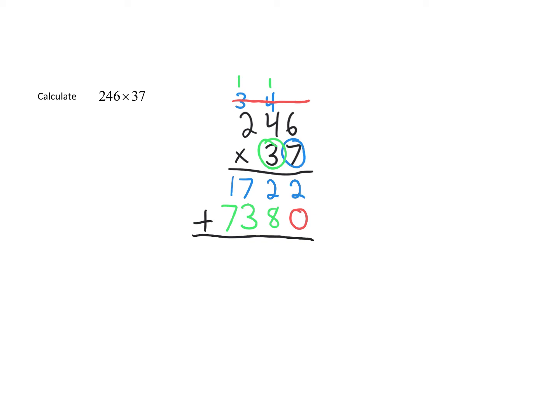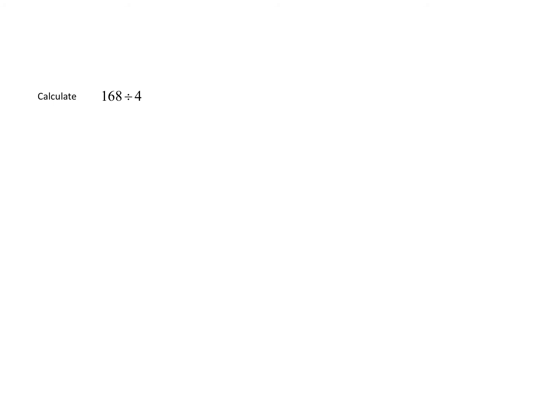So 2 plus 0 is 2. 2 plus 8 is 10. Carry the 1. 1 plus 7 plus 3 is 11. Carry the 1. And then we have 9. Now let's look at division.